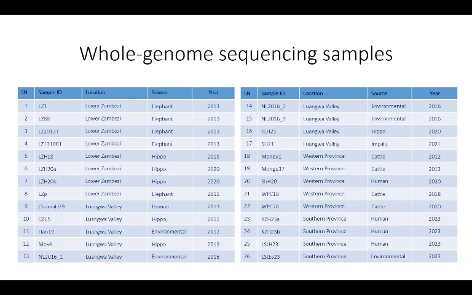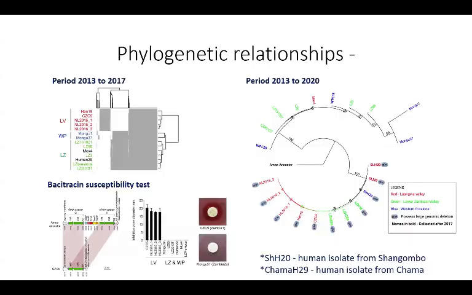I like this one. This was a 2011 and 2013 sample, Chama human, which is H29, Luangwa Valley. Then we also had Luangwa Valley samples. If you look on the left side, there are samples coming from other animals like impala, then Western Province from cattle, Western Province from humans, and also from the environment. So sources were from the environment, from humans, from wildlife, and from domestic animals. And this was a proper One Health issue. And these samples, we had to subject them to whole genome sequencing.